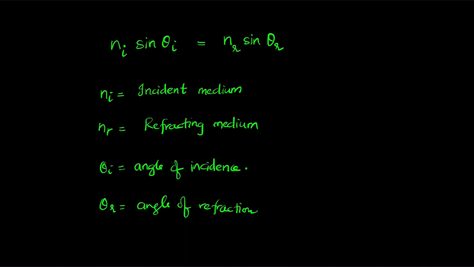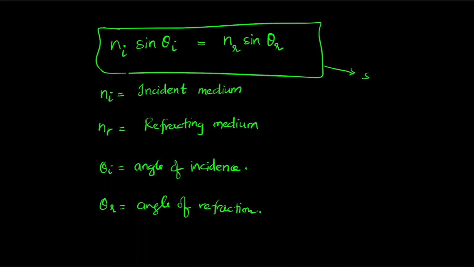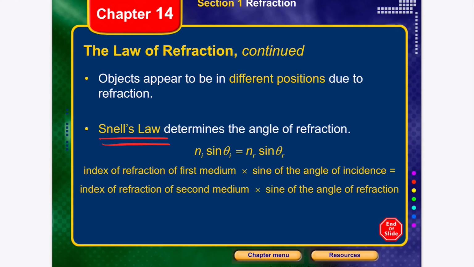So this theta R represents the angle of refraction. This is the angle of incidence. This here is Snell's law, Snell's law of refraction.